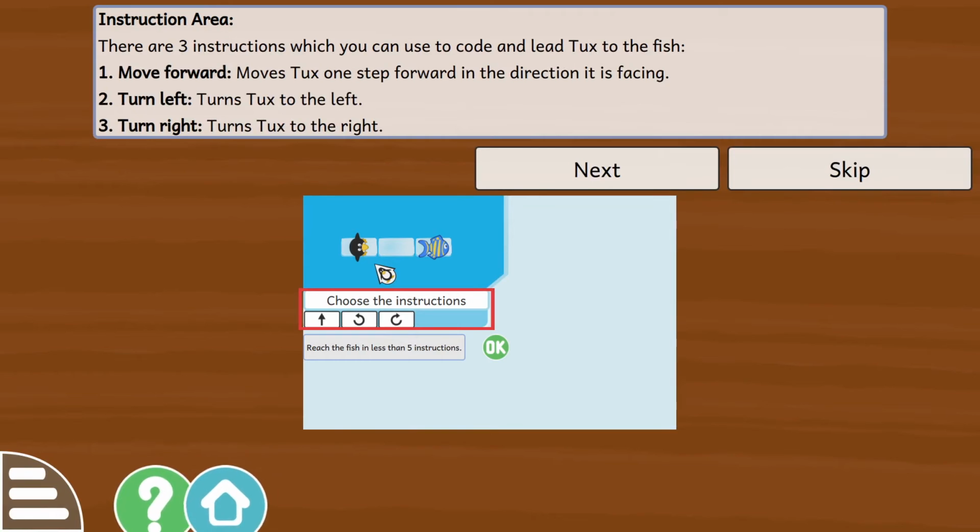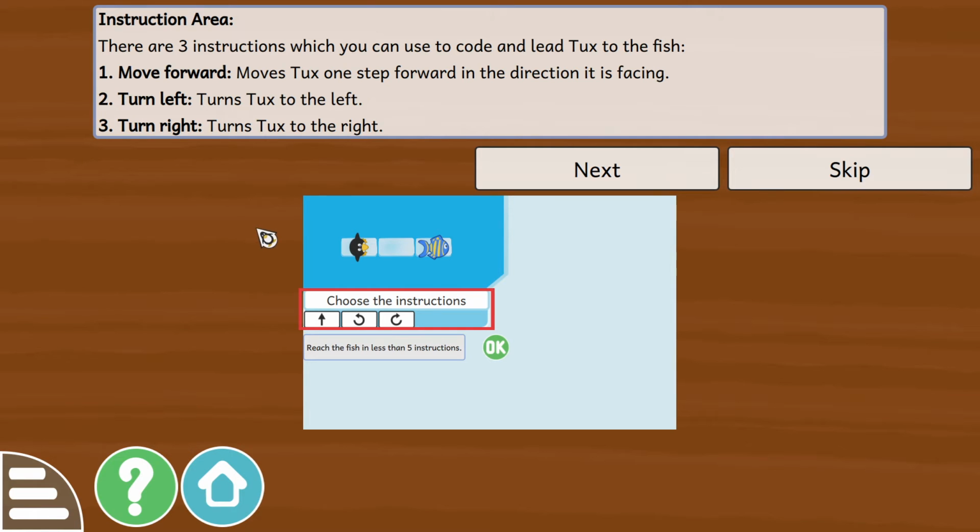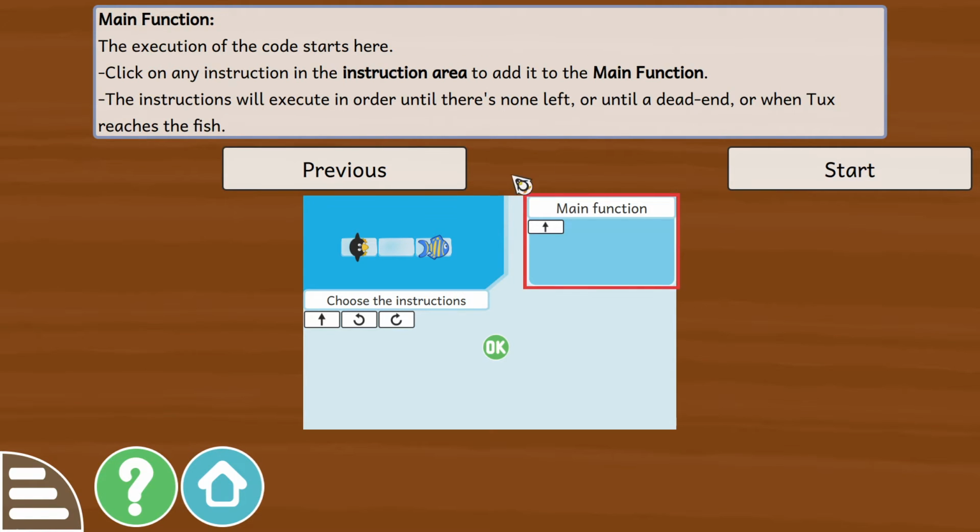Go into the programming maze. So we're going to go back and cover material covered with the relative maze, as well as some of the countings. So there are 3 instructions which you can use to lead tux to the fish: move forward, turn left, and turn right. The execution of the code starts here. Click on any instruction in the area and add it to the main function, and the instructions will execute until there's none left, or until a dead end, or when tux reaches the finish.